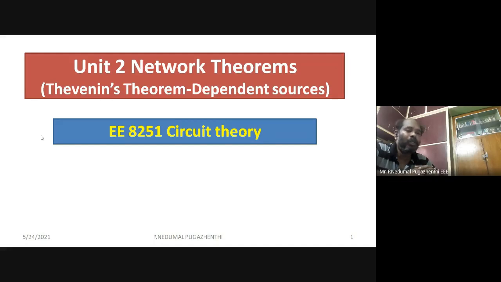So we started discussing network theorems, under which we have gone through superposition, and we have started discussing Thevenin's theorem. And in the previous class, before we started discussing our periodical test 1 question papers, we started Thevenin's theorem and focused on problems which are related to independent sources.